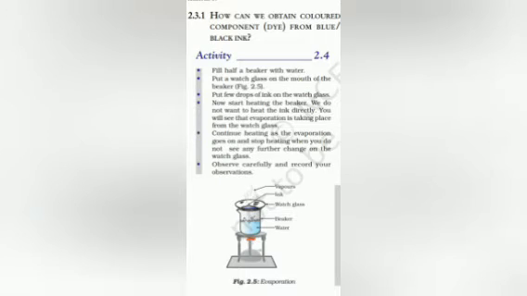How can we obtain the colored component that is derived from blue or black ink? Blue ink और black ink से हमें जो ink को color जिसकी वजह से आता है, that colored component blue और black color कैसे हम निकाल सकते हैं?